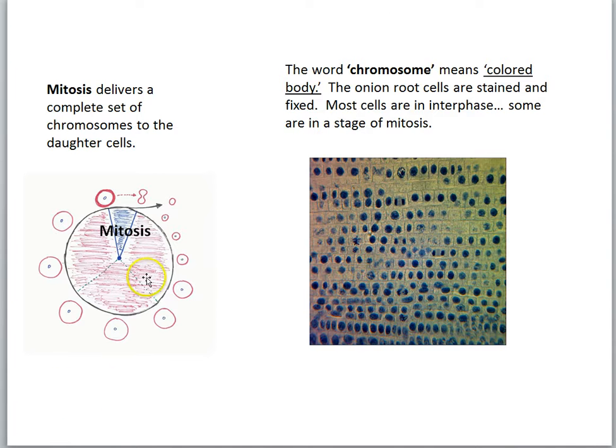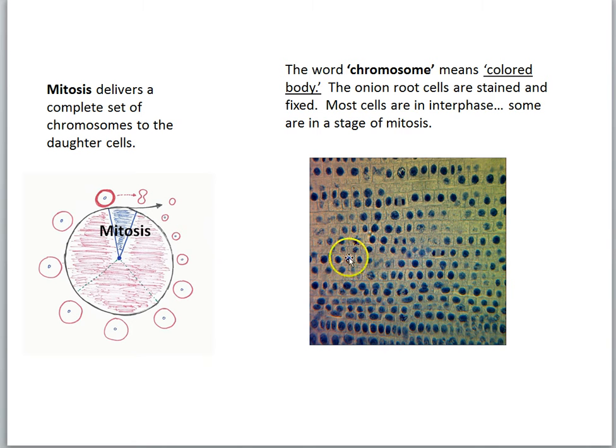Now let's take a brief look at what happens during mitosis. Well, the basic idea is that mitosis will be delivering a complete set of chromosomes to the daughter cells. And some people call this the nuclear division event. But now, what are these chromosomes? Well, actually, the word chromosome means colored body. And this word came into usage back in the 1800s when scientists were using various chemicals and stains to see if they could better visualize cells and cell parts.